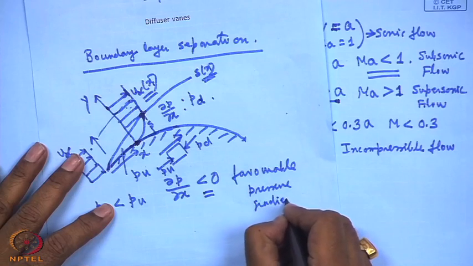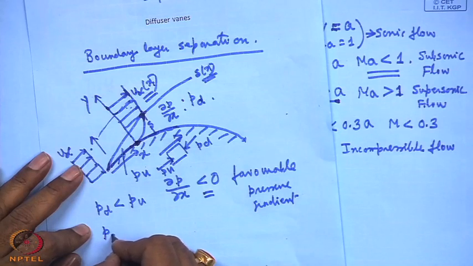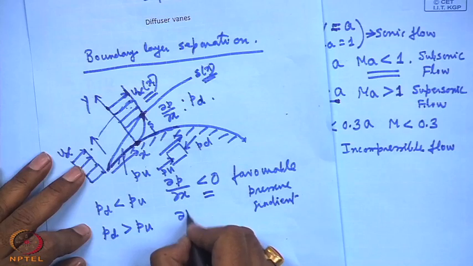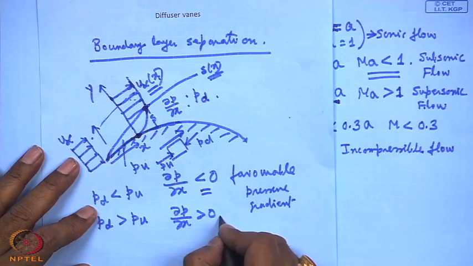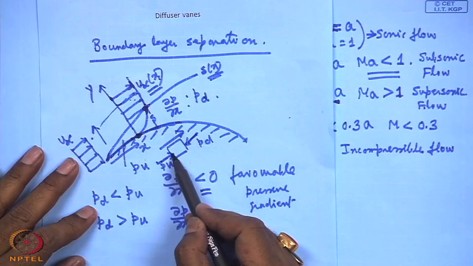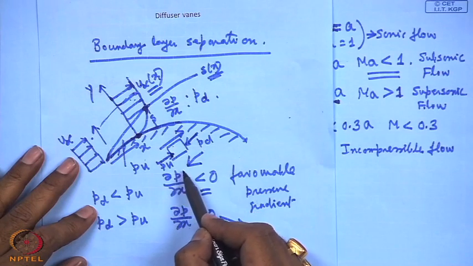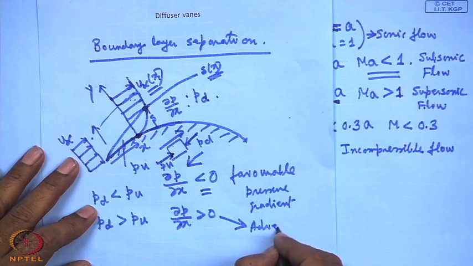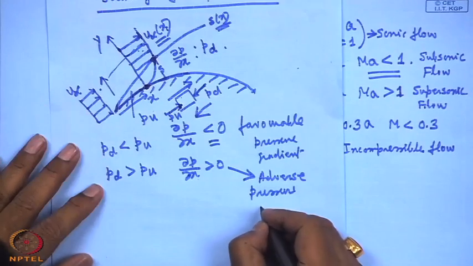But when, due to this curvature, the pressure gradient becomes the other way, that means the downstream pressure Pd at any typical downstream location is greater than Pu, then by mathematics del P del x is greater than 0. So, a negative pressure gradient means favorable pressure gradient, and this is known as adverse pressure gradient. In this case Pd is more than Pu. Therefore, the fluid is facing a net pressure force in the direction opposite to its flow, that means it opposes the flow. So, this creates an adverse effect. That is known as adverse pressure gradient.